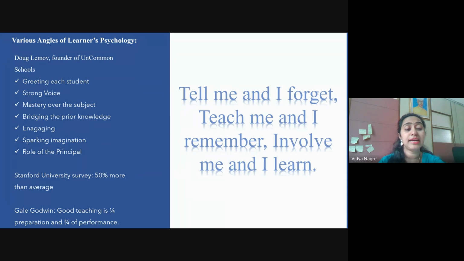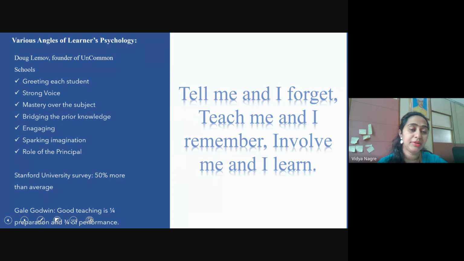A Stanford University survey has said that teachers who apply learner psychology in the classroom, who make their classroom conducive to the learning environment, are actually giving 50% more to the students than average teachers. So learners are also learning the skill of applying their knowledge in reality, and their opportunities of getting good jobs and being in really good positions are also higher. This Stanford University survey happened especially on the alumni.